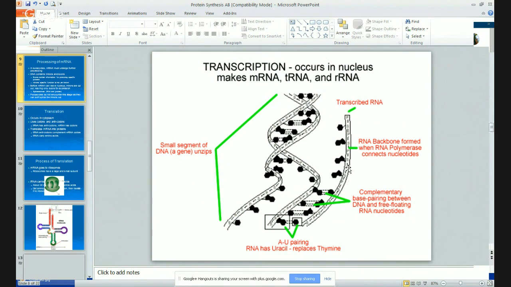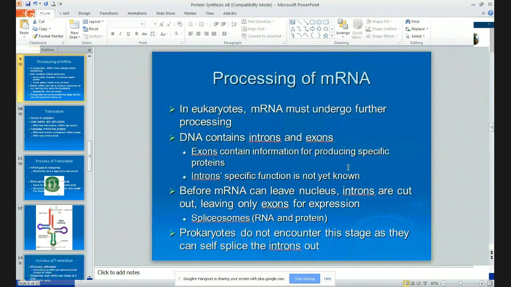However, in eukaryotes, there's one more step. There's some extra processing that has to go on before the messenger RNA is released out into the cytoplasm. In eukaryotic cells, your DNA strand contains two different kinds of groups of bases: one group is called introns, and another group is called exons.